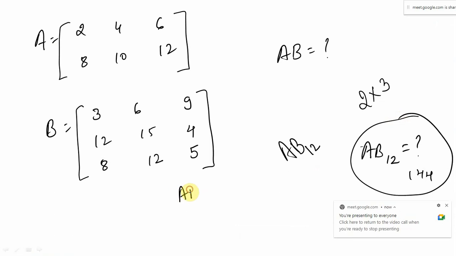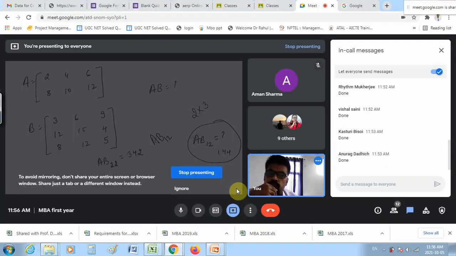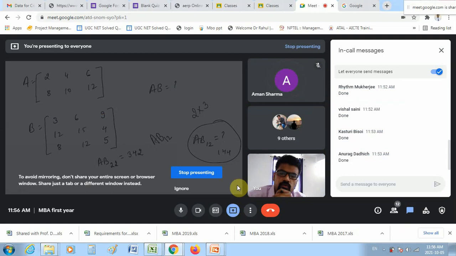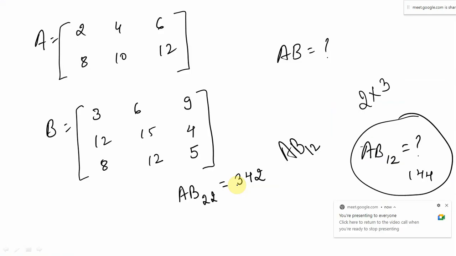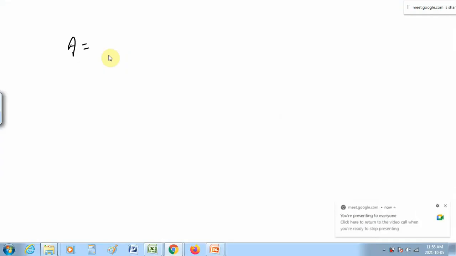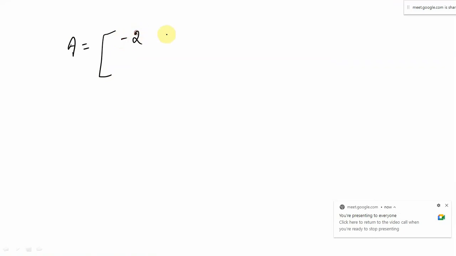What is AB 22? 342. Is it the same with everyone? Yes, sir. Good. Very good. So that means I can assure that yes, everybody is getting it. So very good.